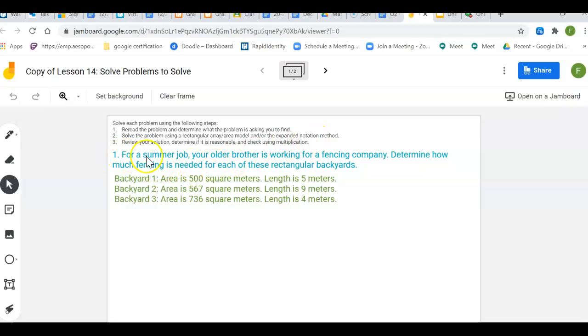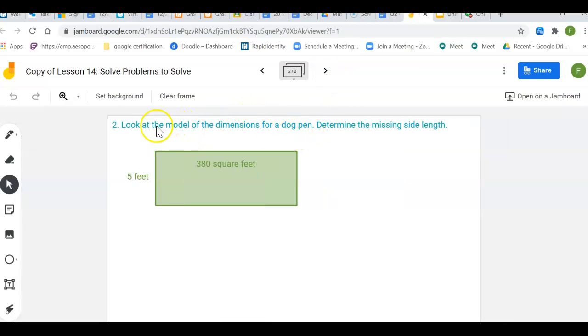Number 1, for a summer job, your older brother is working for a fencing company. Determine how much fencing is needed for each of these rectangular backyards. So the first backyard, the area is 500 square meters, the length is 5 meters. We're trying to figure out how much fencing is needed for each of the backyards. The second one, area is 567 square meters, the length is 9. The third one, the area is 736 square meters, the length is 4.